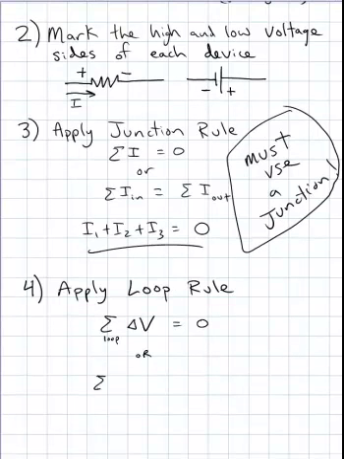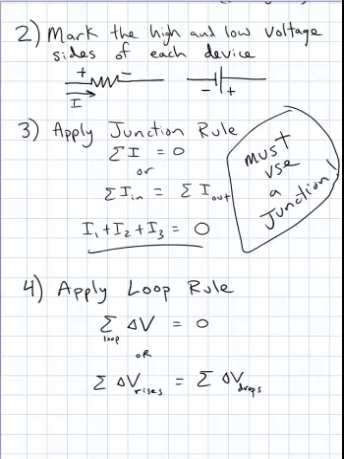Or another way of stating it, the sum of all the rises has to equal the sum of all the drops. So if you call a rise positive delta V and a drop negative delta V, then you add them all up as you go around a loop, you'll get 0. Or the rises have to equal the drops.